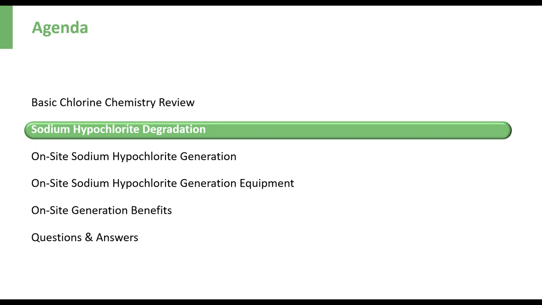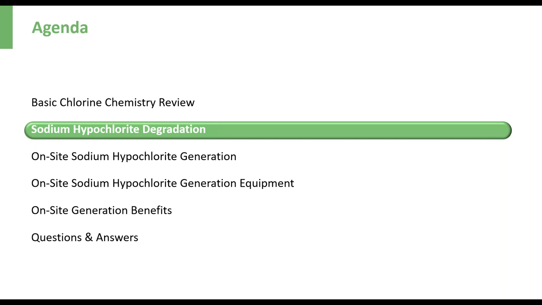kind of change directions a little bit. Now we talked about the basics of chlorine chemistry. Again, no matter if that was your gas in pressurized cylinders, commercial bleach, household bleach, on-site generated bleach, or your calcium hypochlorite, your dry form, the basic chlorine chemistries are going to react basically the same. Now let's start switching gears and focus more on your sodium hypochlorites.